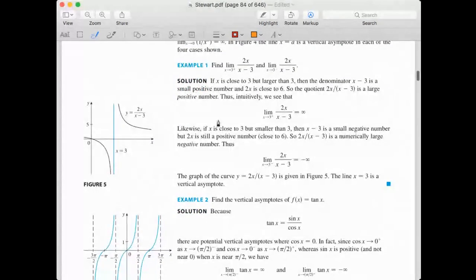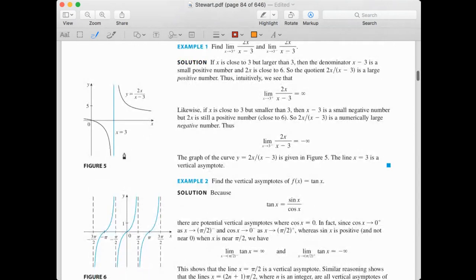Let's see these two examples. Find the limit as x approaches 3 from the right of 2x over x minus 3, and also the left limit. So find the left limit and the right limit when x approaches 3 of this rational function. And of course, 3 is not in the domain of this function, right? But we can draw the graph. So how do we draw the graph? Well, this book has it.